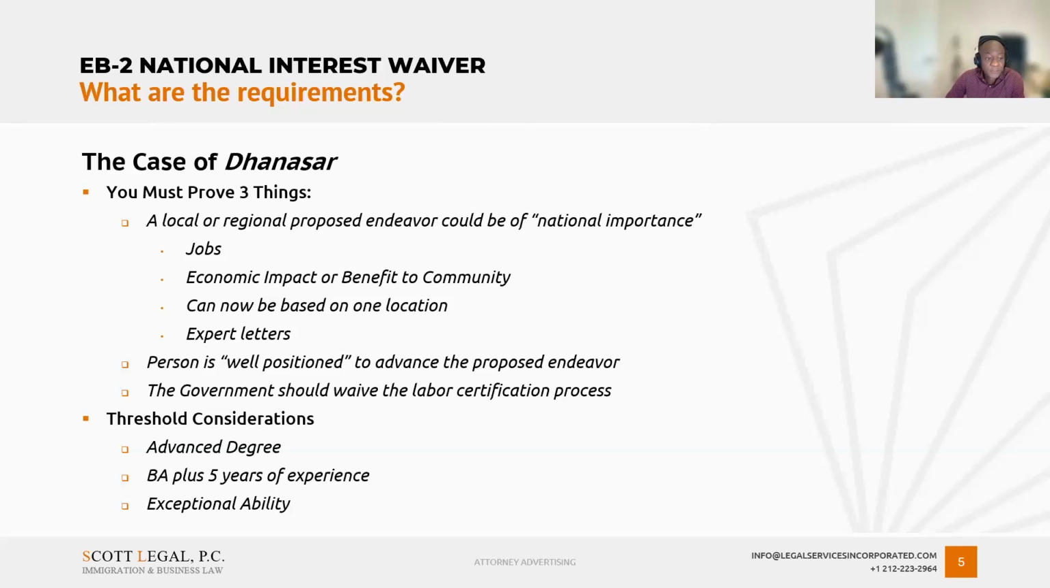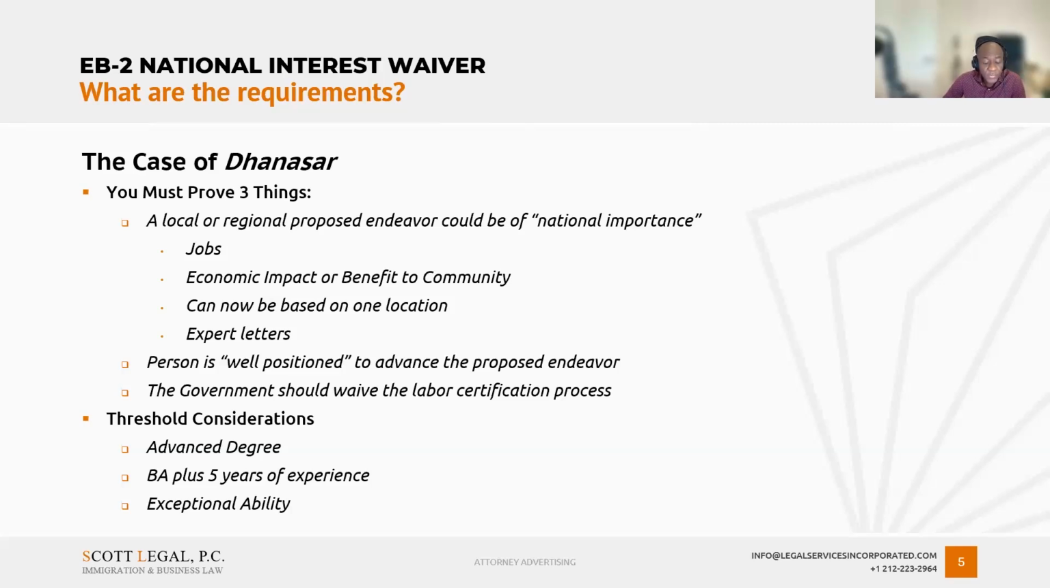EB2 national interest waiver. What this category is really saying is that the person is coming to the United States to do something, and the term we use for that is their endeavor. The government feels that their endeavor is of national importance. So it is important to the government, and as a result the government says, let's give them a green card. So the way this particular green card works is that we start with the fact that it is in the EB2 category.